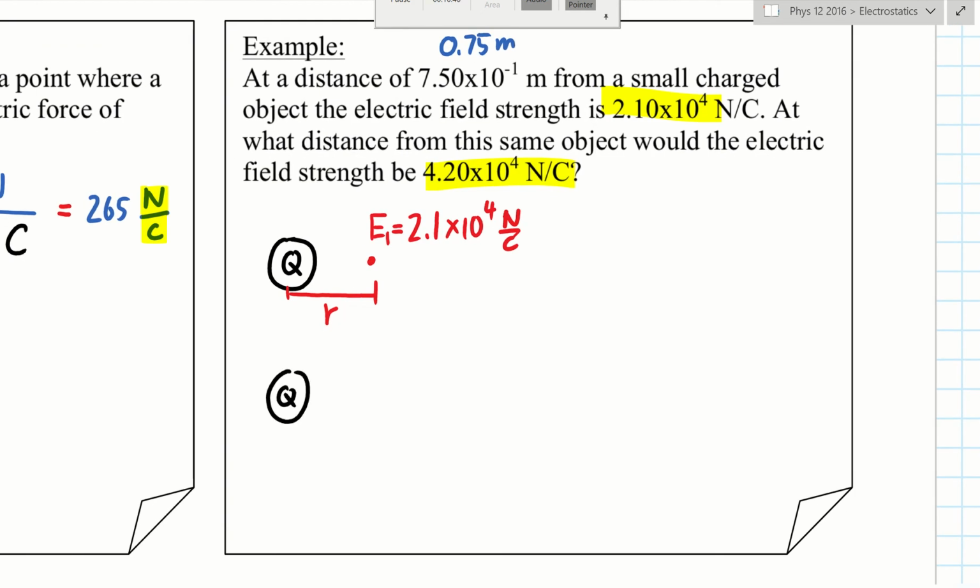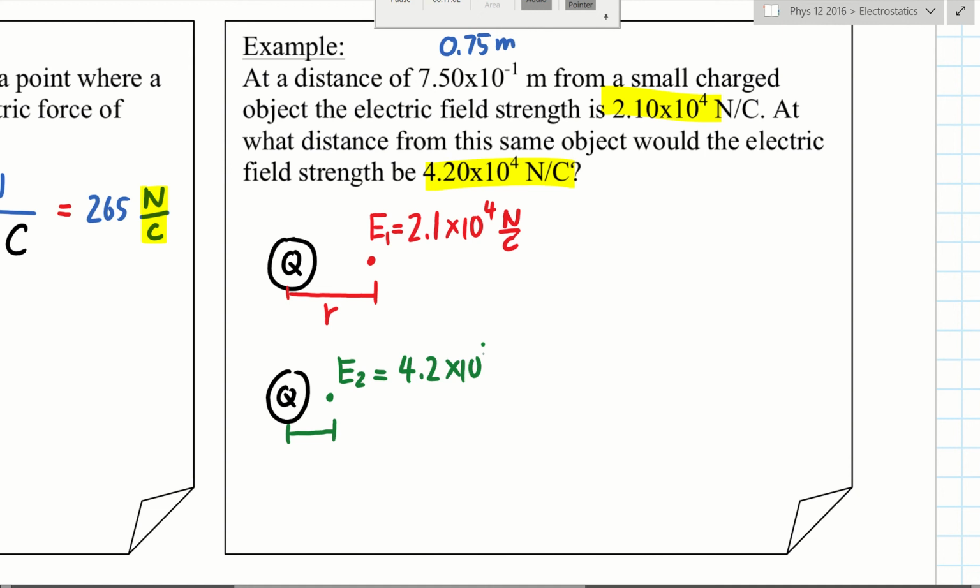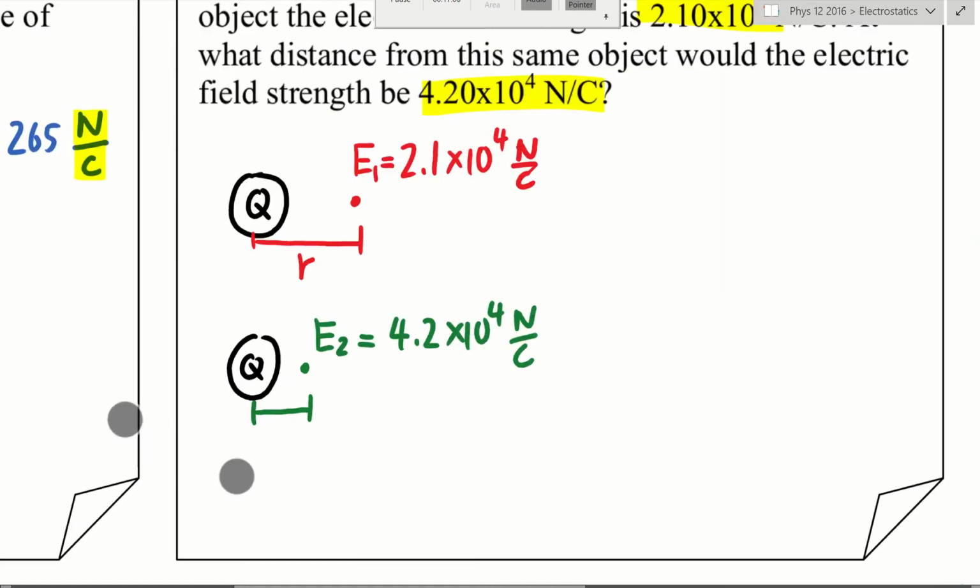But how much closer? Well, we kind of need to calculate that. I know we got closer for sure. You have to get closer to get a stronger force, right? So at this location, our electric field is 4.2 times 10 to the 4 instead of 2.1. So it's stronger because we got closer to the source of the electric field.